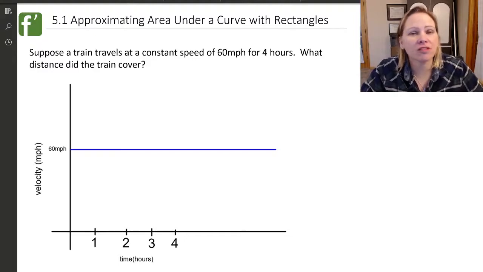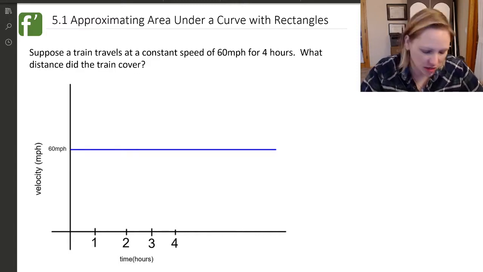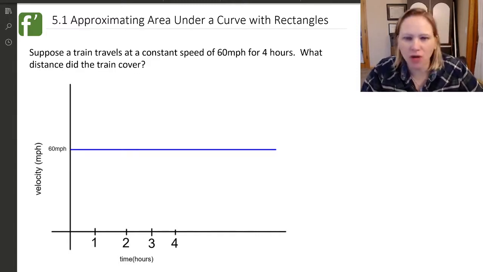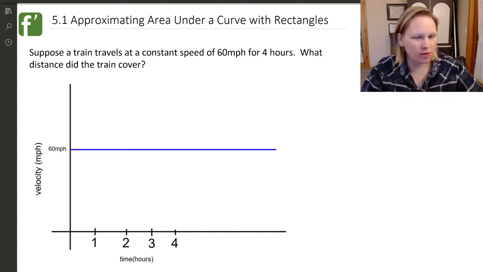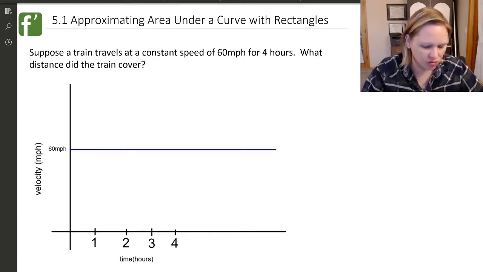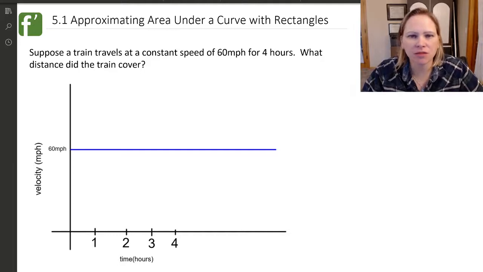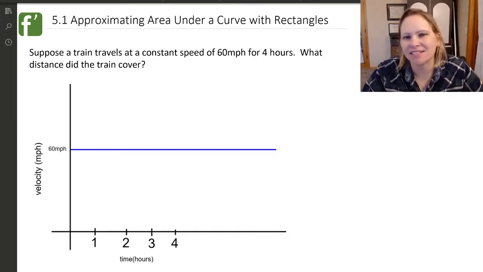Today we're going to introduce the idea of area under a curve and how it relates to the calculus we've learned so far. But first, let's talk about a simple problem, one that may be from our elementary days. We have a train traveling at a constant speed of 60 miles per hour over a period of 4 hours, and we want to know what distance this train covered.